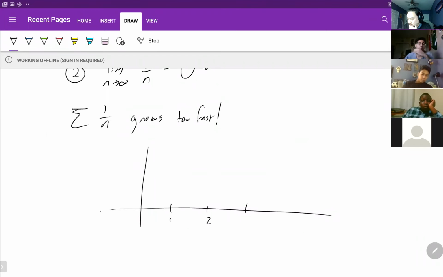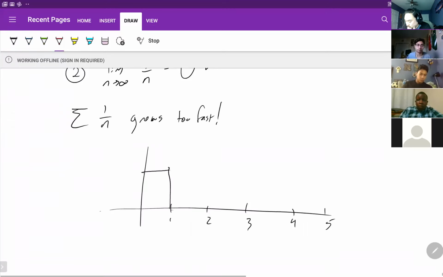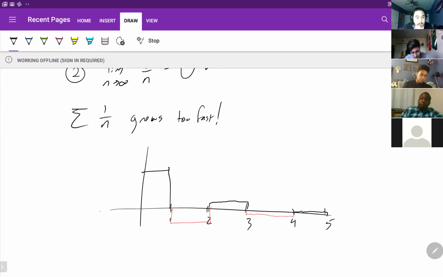Like what's happening is, so here's one. Let me sketch this out. At 1 it's 1, at 2 it's -1/2. At 3 it's +1/3. At 4 it's -1/4. At 5 it's +1/5, and so on and so forth, right?